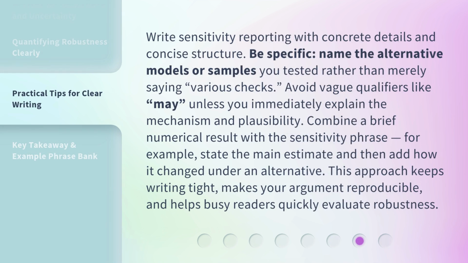Write sensitivity reporting with concrete details and concise structure. Be specific. Name the alternative models or samples you tested rather than merely saying "various checks." Avoid vague qualifiers like "may," unless you immediately explain the mechanism and plausibility. Combine a brief numerical result with the sensitivity phrase. For example, state the main estimate, and then add how it changed under an alternative. This approach keeps writing tight, makes your argument reproducible, and helps busy readers quickly evaluate robustness.